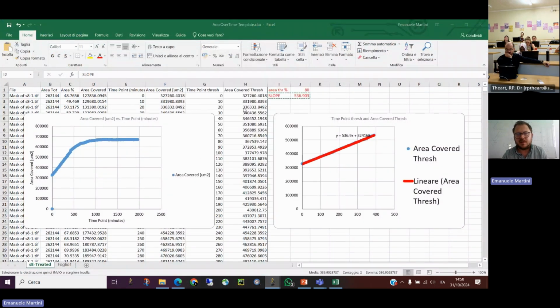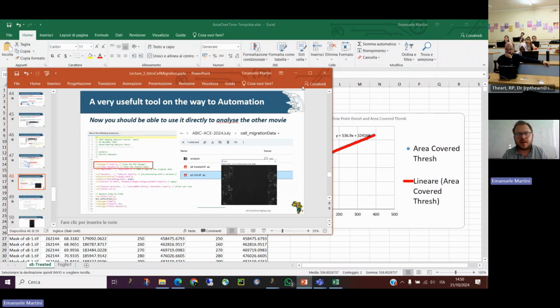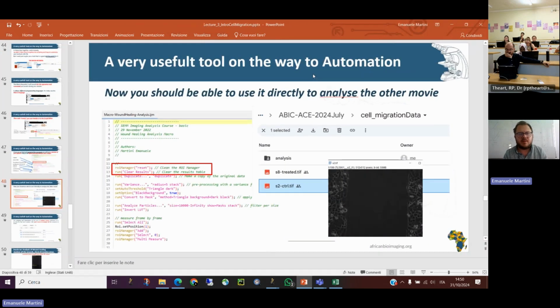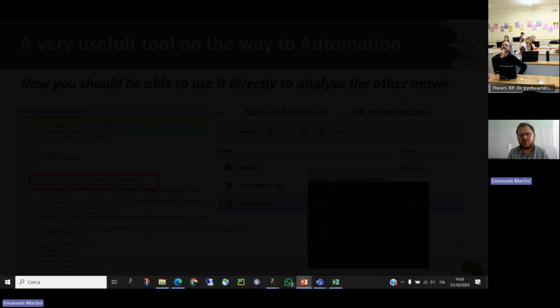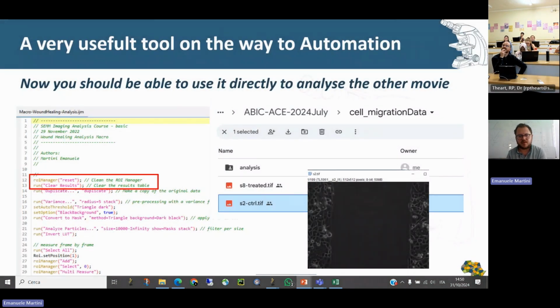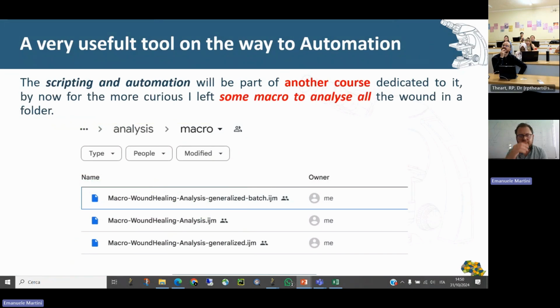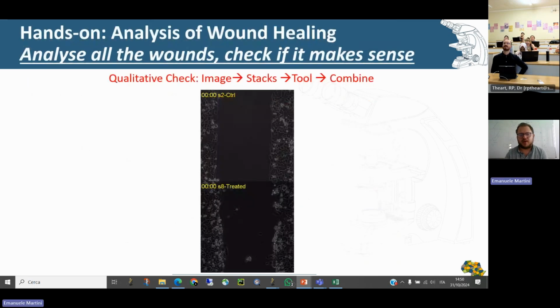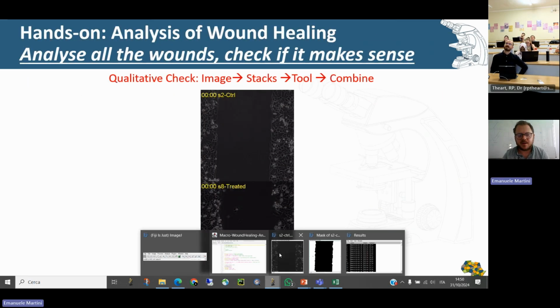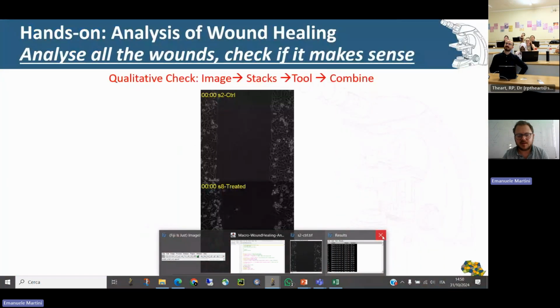And as you can see, this is just to show you how you can start to automate your analysis. Of course, it's not the course topic. I just wanted to show you that you can do this kind of stuff. Okay. In the folder you will find some macros to analyze them. And then what you can do also already with Fiji is to combine them. Like, let's do it. It takes 1 second.